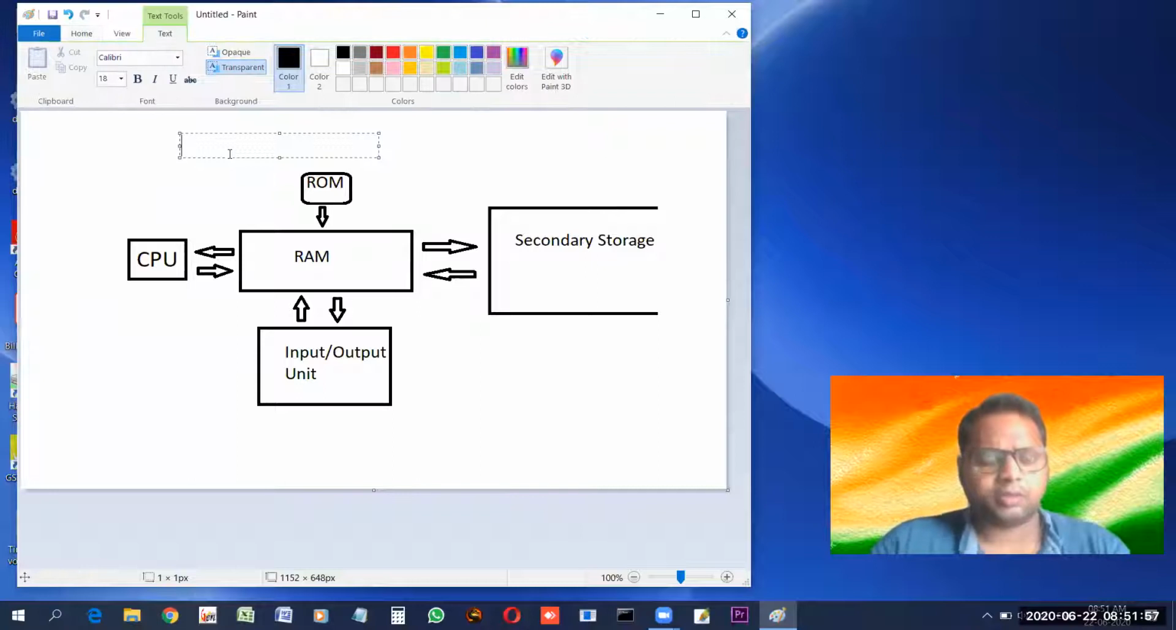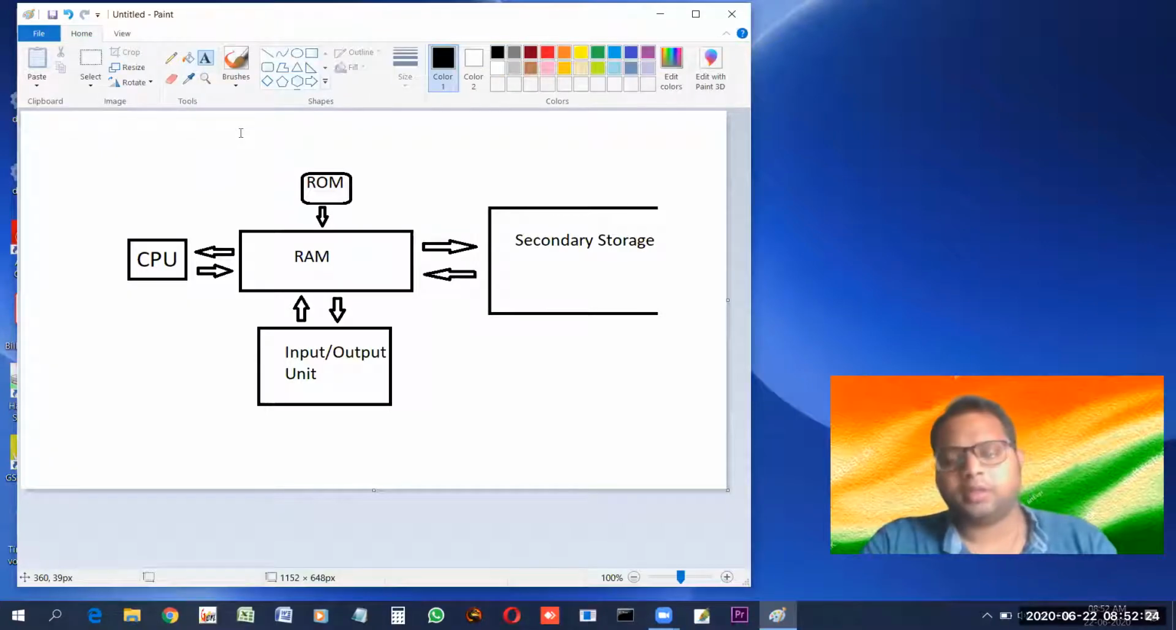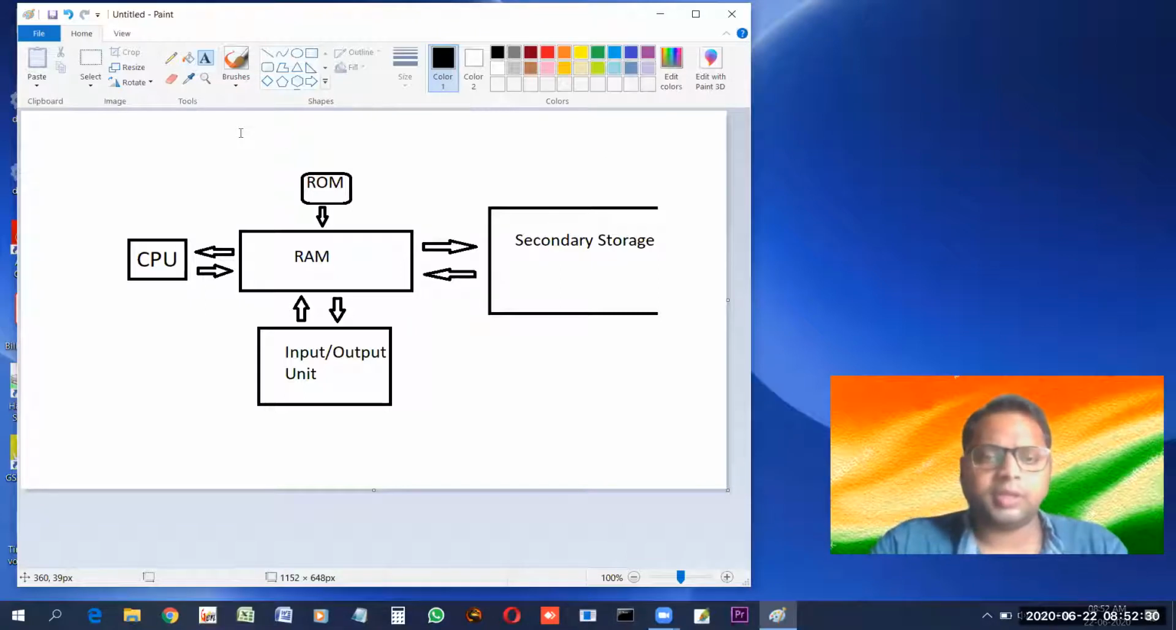There is a word known as BIOS. The full form is Basic Input Output Services. Okay? This is the name of a program, the BIOS program, which is one of the programs loaded in ROM. This program is important to just start a computer. So this way, a ROM contains vital instructions which are necessary to start, to boot a computer.